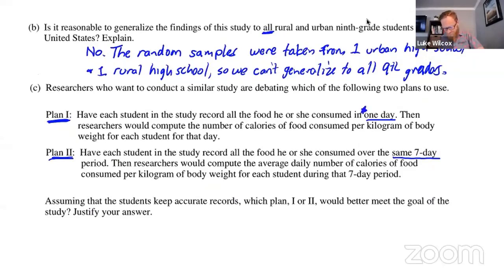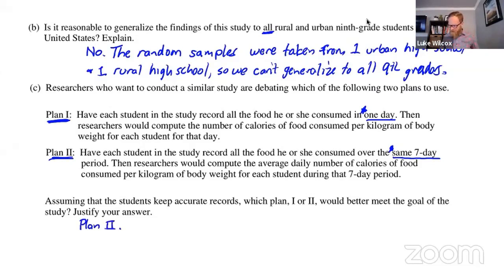Now, here's the deal. If they just did it for 1 day, it would sort of depend on the day. Like some days students eat more, maybe it's Friday night and they go out and have pizza and their calories are higher, and then other days are lower. If we were to do it for 7 days, we would have the lower ones and the higher ones, and then we take the average of those. And that is going to be a much more precise measurement of daily caloric intake than the 1 day. So we definitely want to say that we like plan two better here.